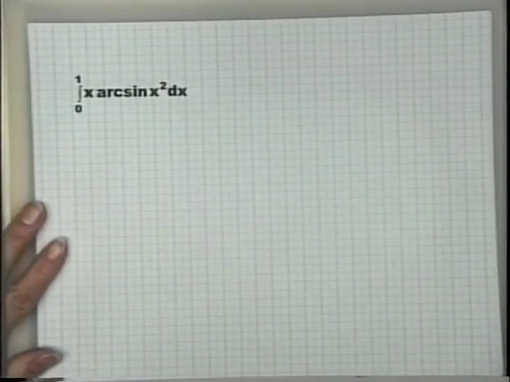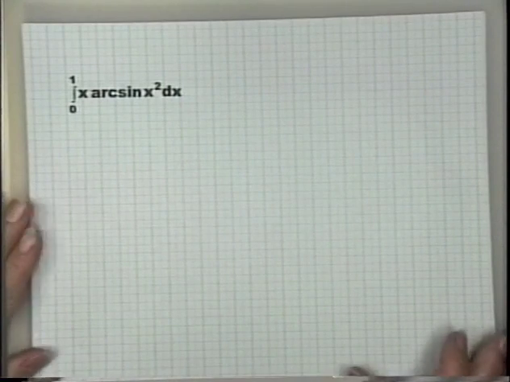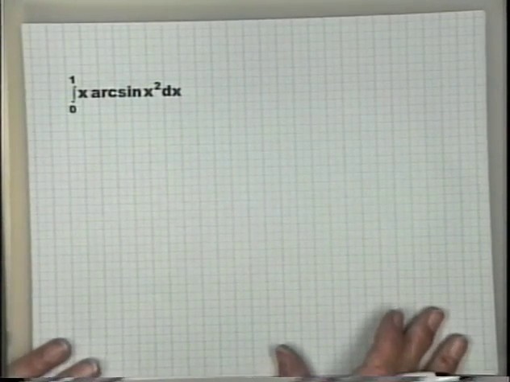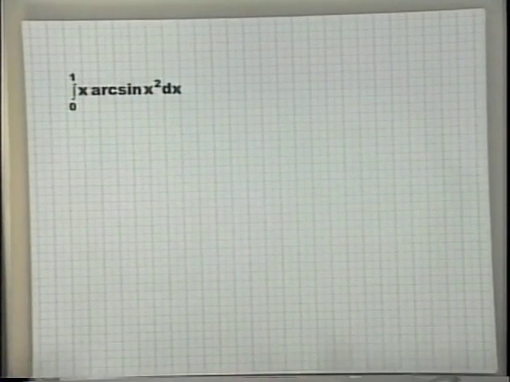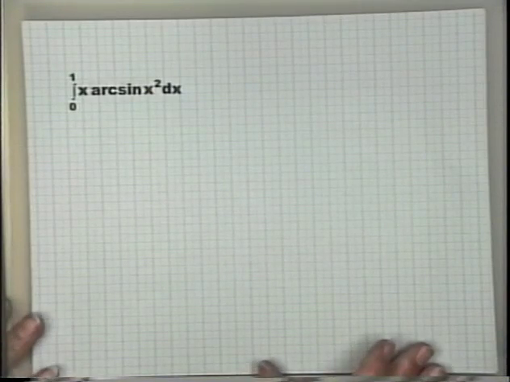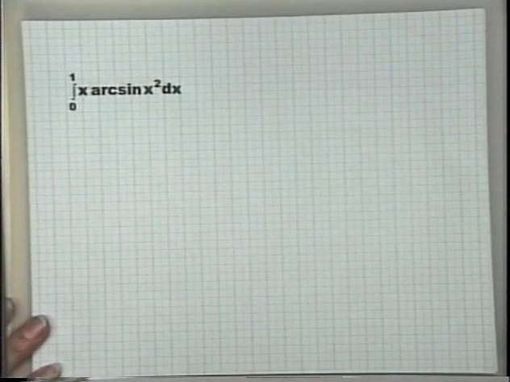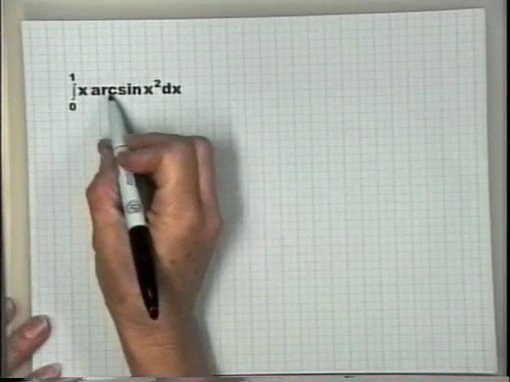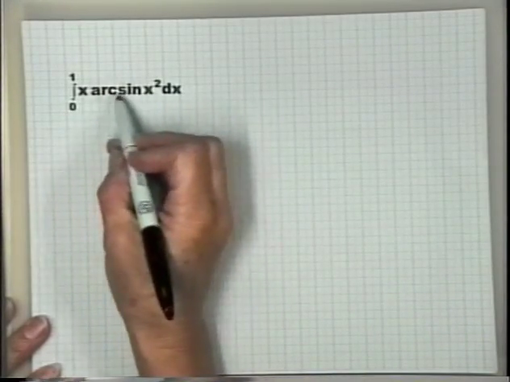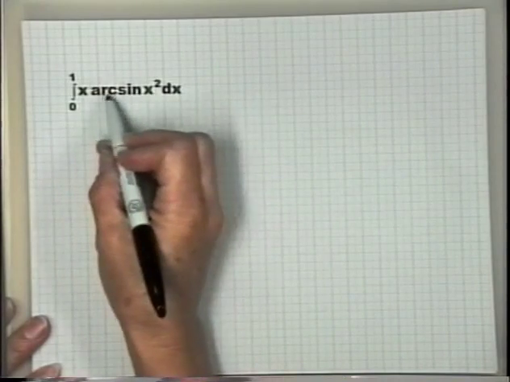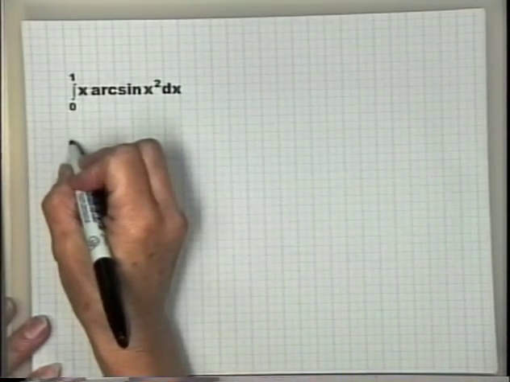I wanted to do one definite integral for you. We've been doing indefinite integrals because I just wanted you concentrating on this parts formula. But we're going to combine the two at this point, and keep in mind what we do when we have numbers here, if we have a definite integral. Do you see your inverse trig function right here? You do not know how to find an antiderivative of that inverse trig function.